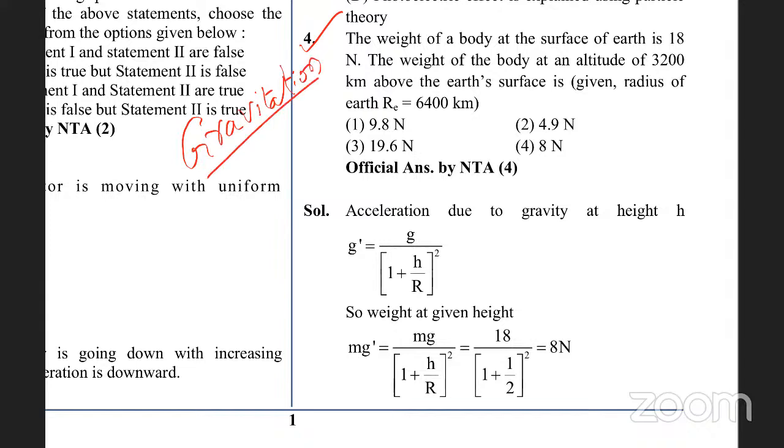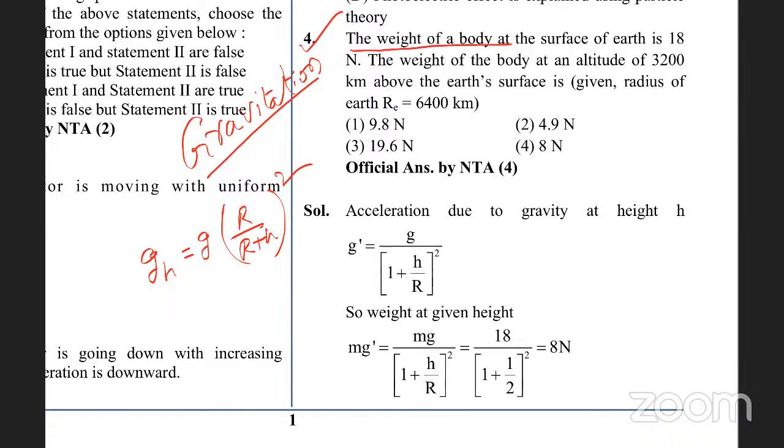Okay. So we know that g_h is equal to g into R by R plus h whole square, the variation of g with height. So this problem is based on this formula. If you apply this formula, you'll get the answer here.